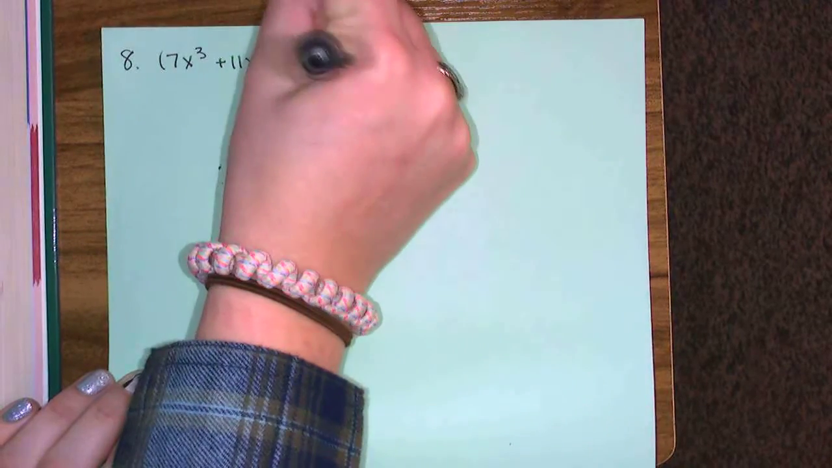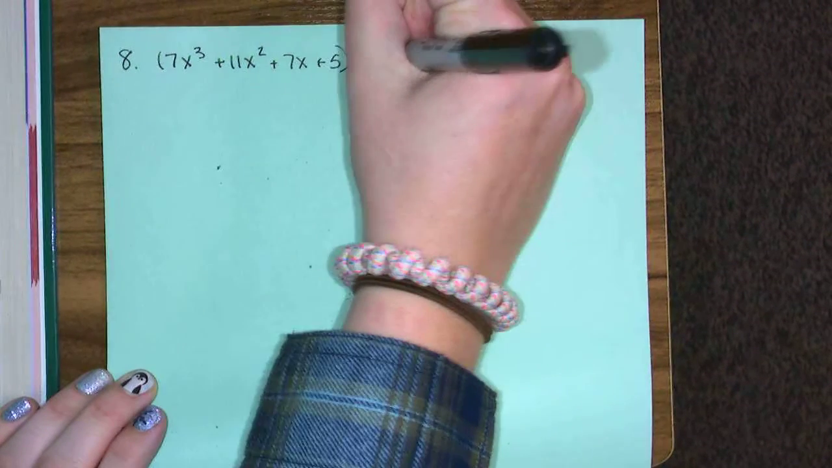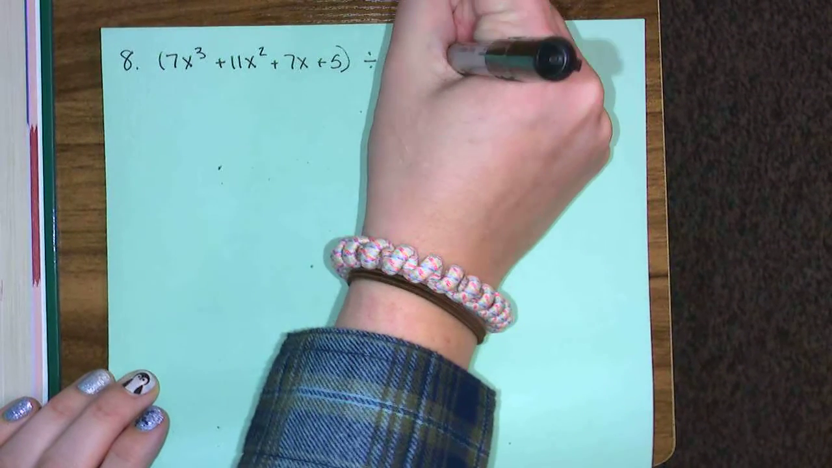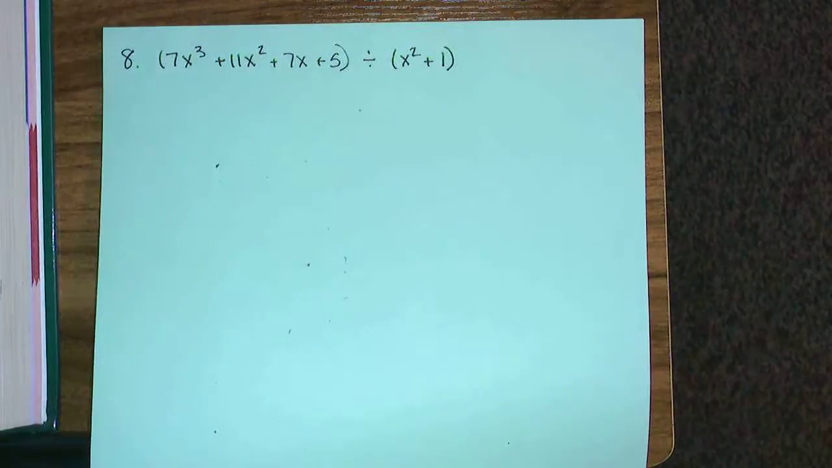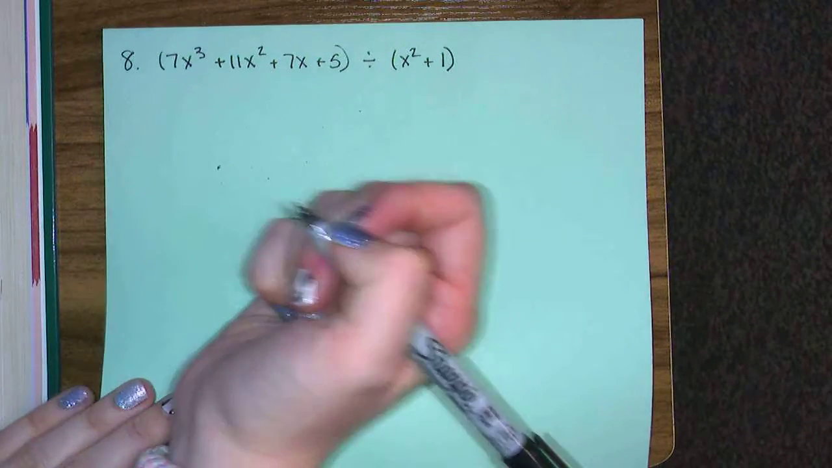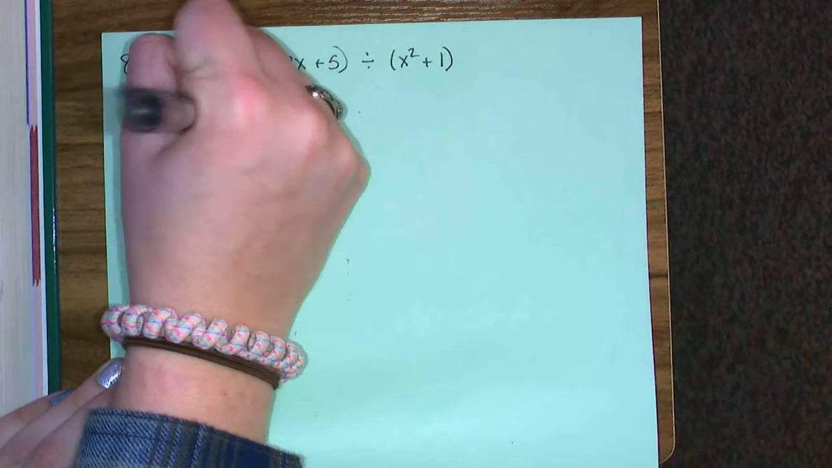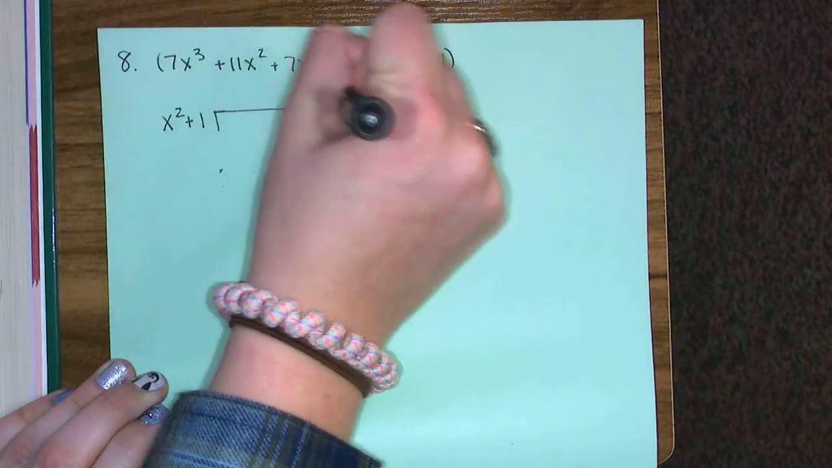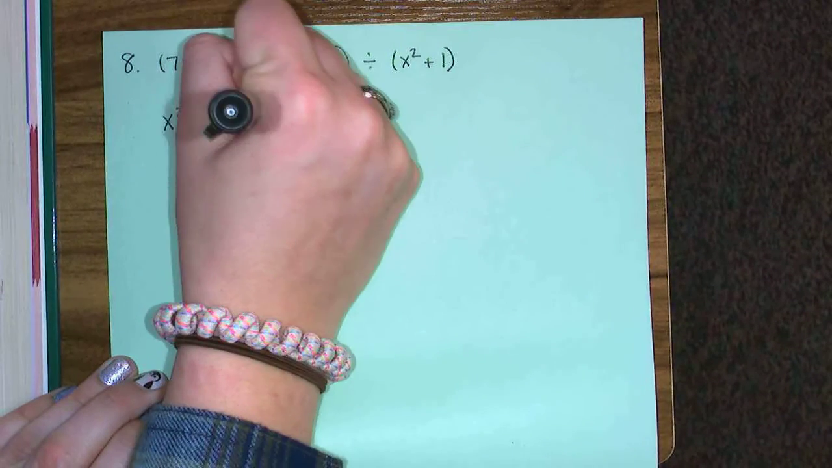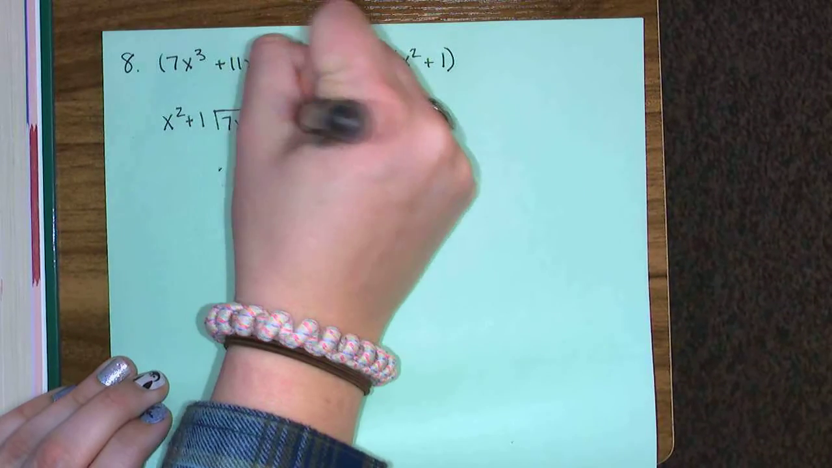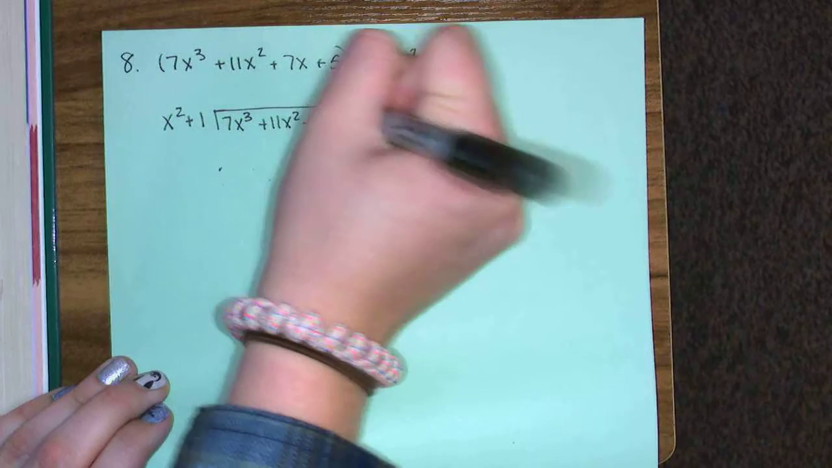Alright, 7x cubed plus 11x squared plus 7x plus 5 divided by x squared plus 1. Okay. So x squared plus 1 outside, and 7x cubed plus 11x squared plus 7x plus 5 inside.